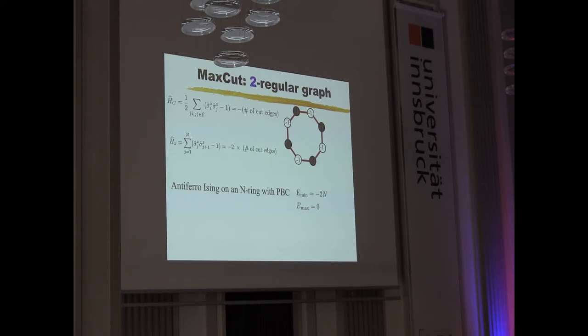And I will use as problem Hamiltonian essentially the same Hamiltonian without this factor two, for just a technical reason. Never mind. So the ground state is extra simple. Minus two N is the energy. The maximum energy is obviously if you put a ferromagnetic state, then you get zero.